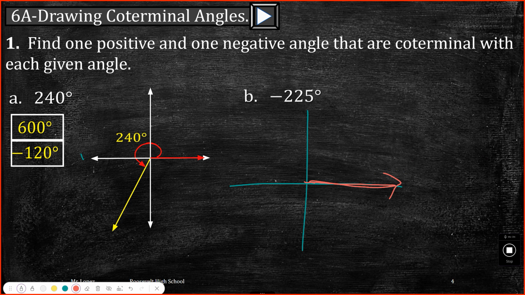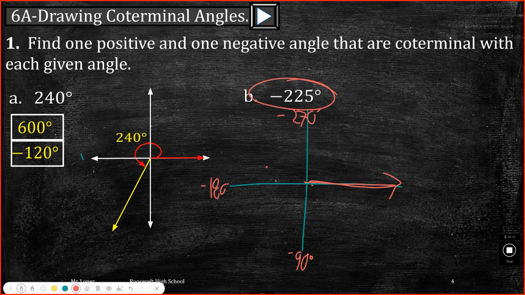Down. Why down? Because it's negative. If it's positive, you go up. I just want to go to negative 225. So where is it? Well, isn't this negative 90? Isn't this negative 180? Isn't this negative 270? So it's going to be somewhere here.